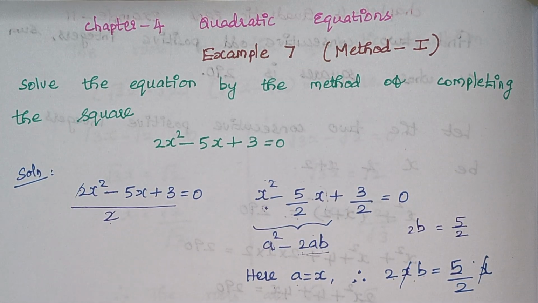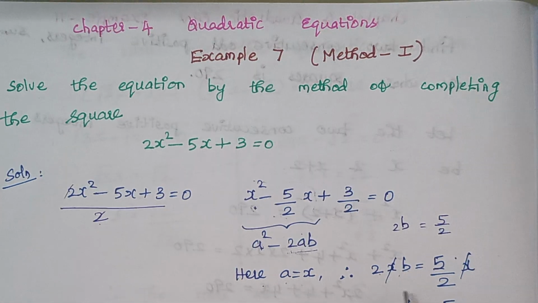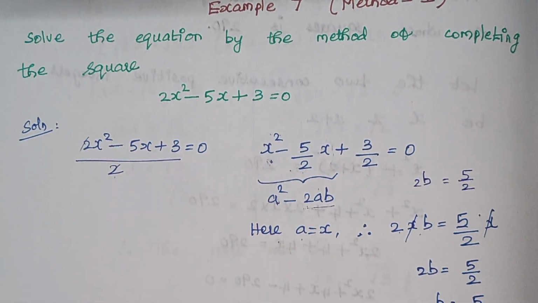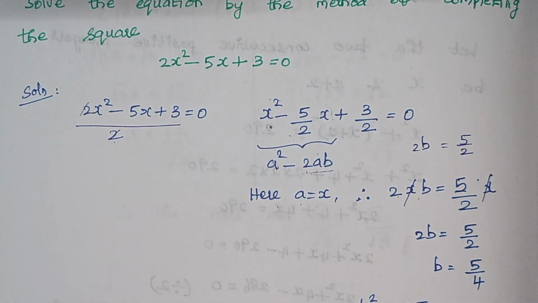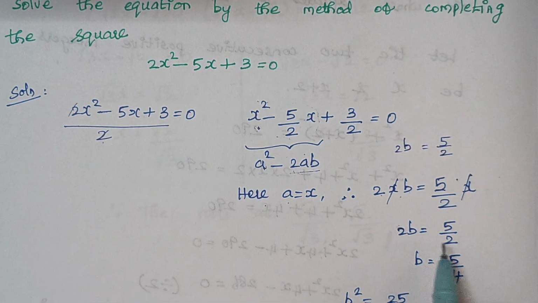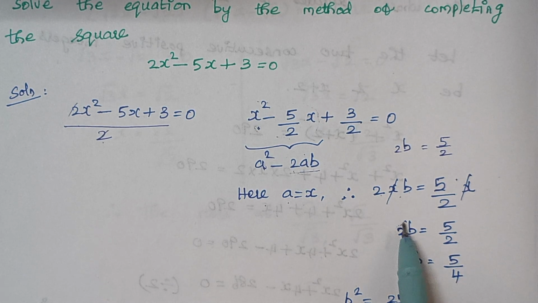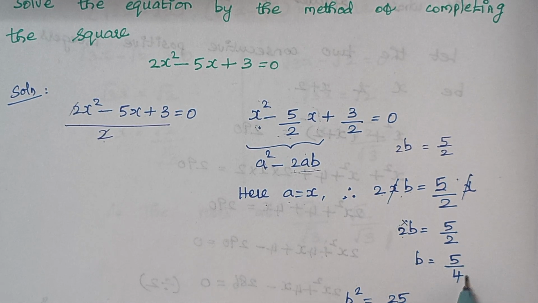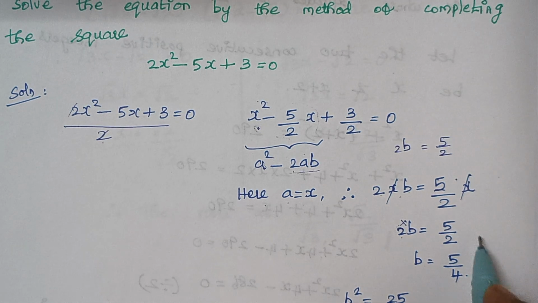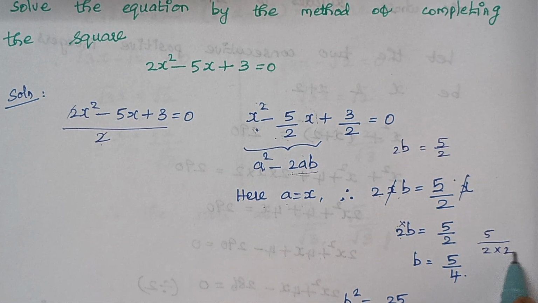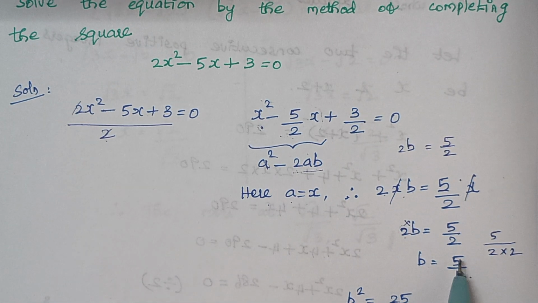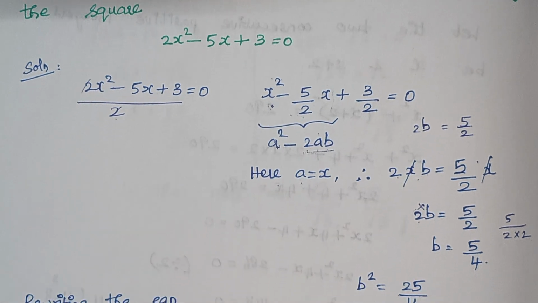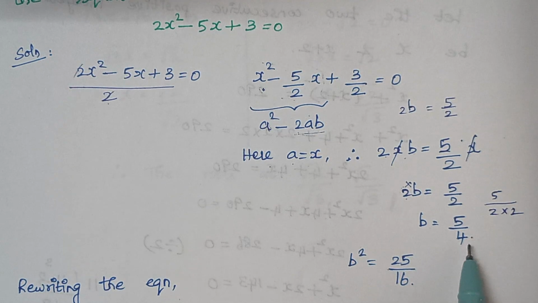If you are clear, you can do this directly. Now finally you see x and x, they will cancel. Now 2b is equal to 5 by 2. What about the value of b? I am going to move this 2 to the right hand side. Here it is in the multiplication part, so it occupies the denominator term. That is 5 divided by 2 into 2, which gives you 5 by 4. So now the value of b is 5 by 4. Then what about the value of b square? That is 5 square by 4 square, which is 25 by 16.